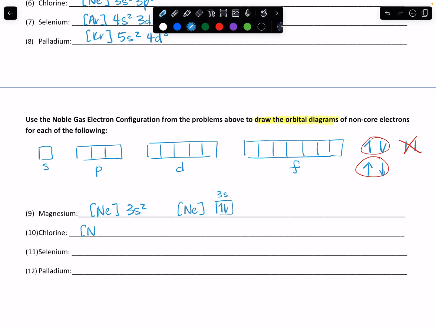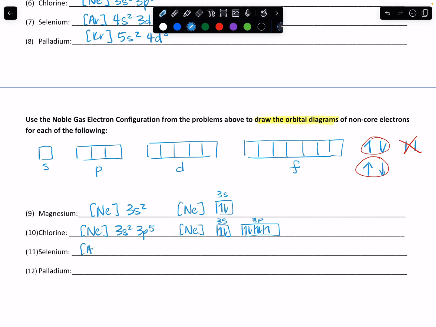Let's do chlorine. So neon, 3s2, 3p5. So neon in brackets, a box. This is my 3s. This is my 3p. So 2 electrons, and then 1, 2, 3, 4, 5. So you can see that my arrows show that we are opposite spins when paired, and then I have a single electron in that outermost p orbital.